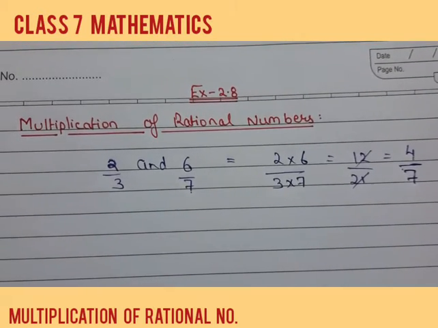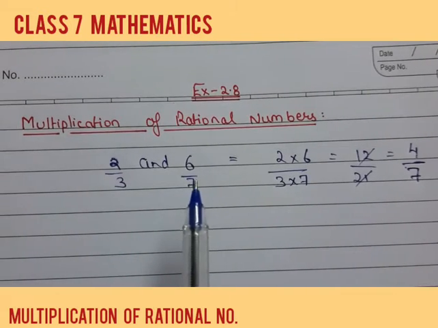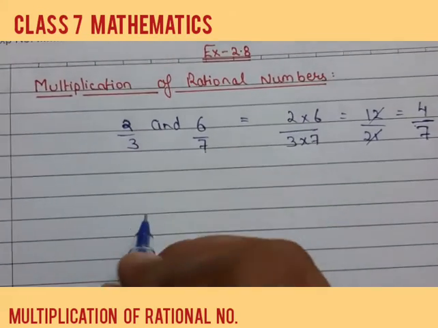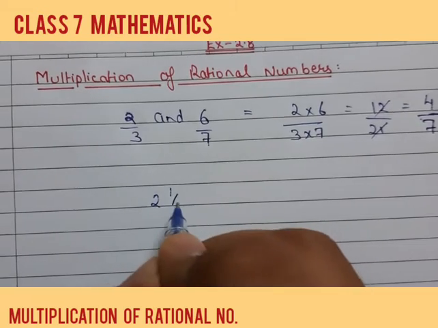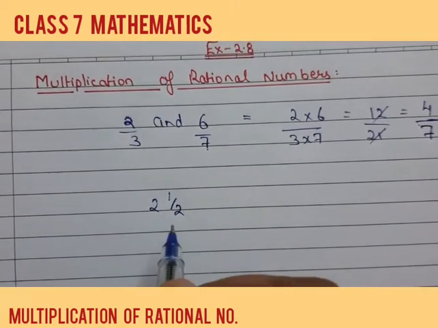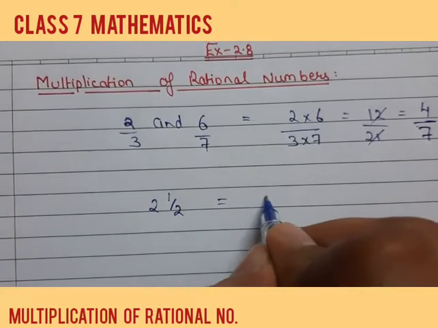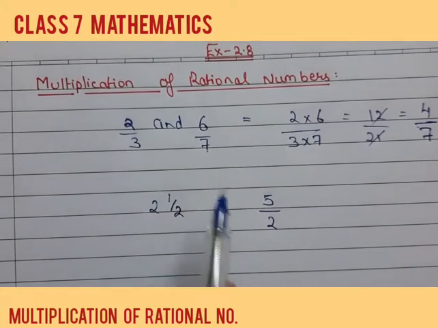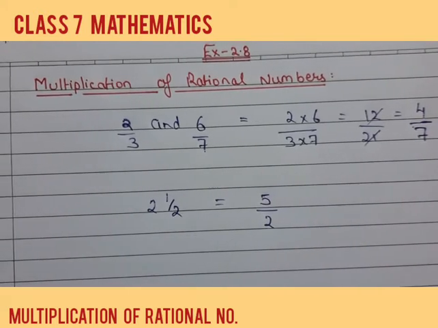Now here one thing needs to be noted: if one or both of the given numbers are mixed rational numbers, then first we need to convert them into rational numbers. Like if any question is given in the form 2 whole number 1 upon 2, this is a mixed fraction containing an integral part and a fractional part. First we will convert it into fraction or rational form, that is 5 upon 2, and then we will find its multiplication with the other required number. So now let's start the exercise.